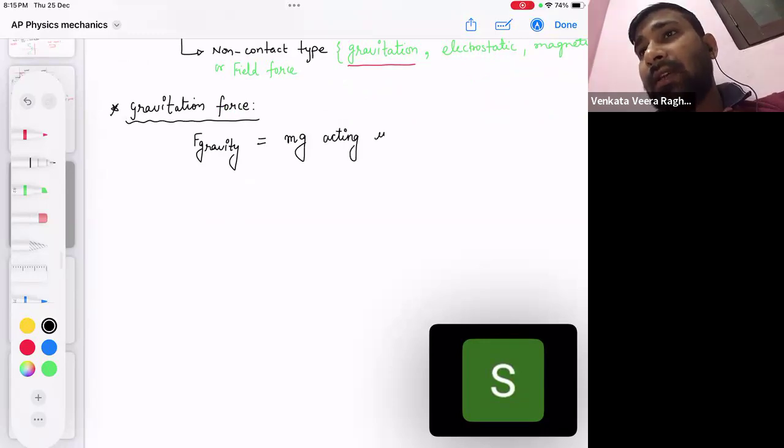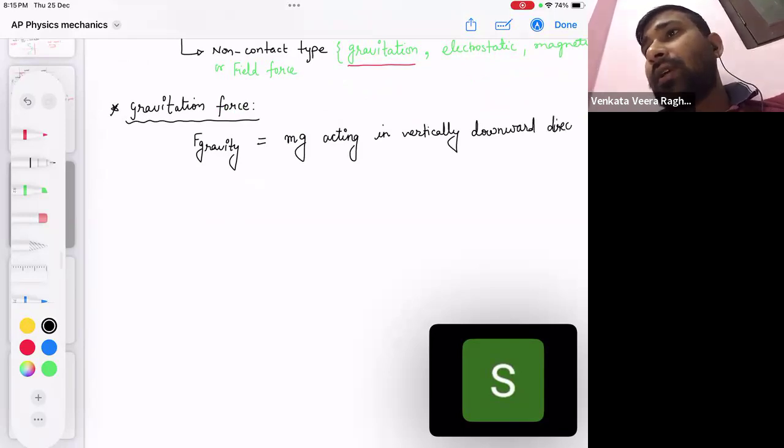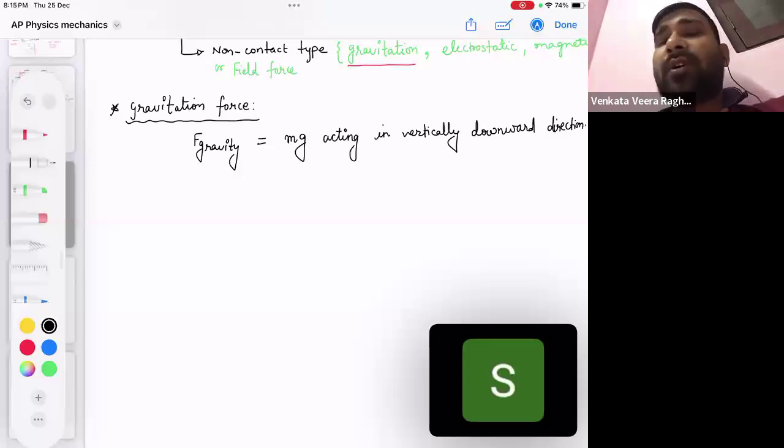mg, and which direction will it be acting? Vertically downward direction. Understood? What direction will it be acting? Vertically downward direction. So gravitational force is the simplest of all.